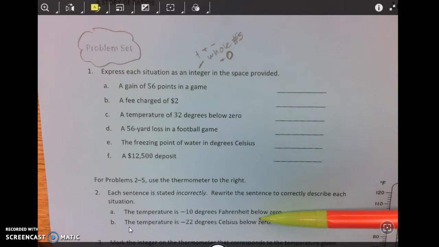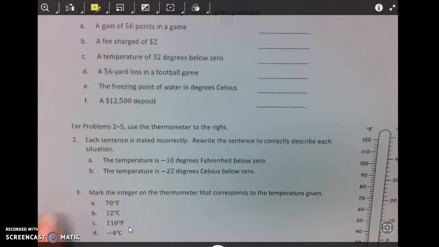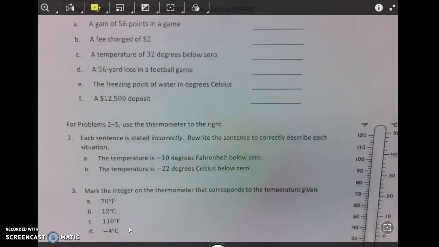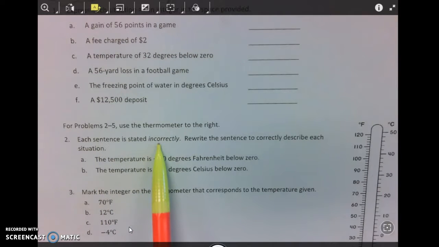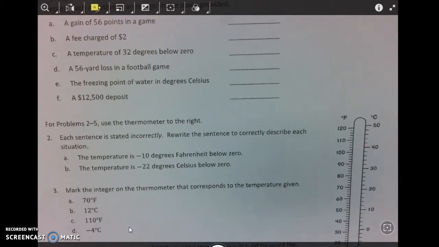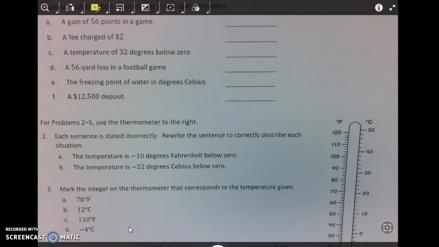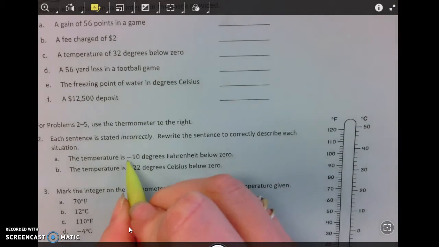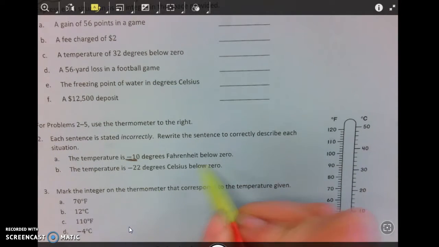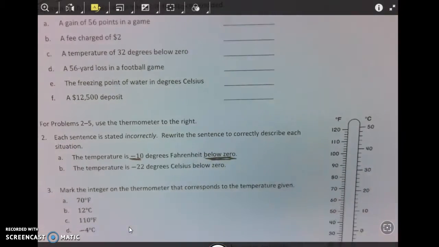I want to talk about number 2 real quickly together because it's a little bit confusing. It says each sentence is stated incorrectly. Rewrite the sentence to correctly describe each situation. So A says the temperature is negative 10 degrees Fahrenheit below zero. This is kind of like a double negative in English. If we say negative 10 and below zero, that means negative 10 below zero.